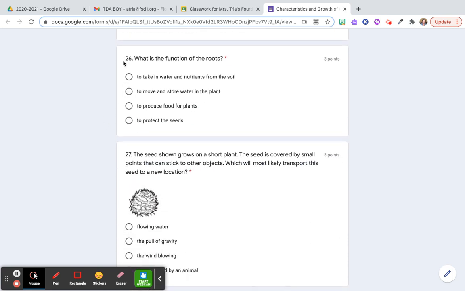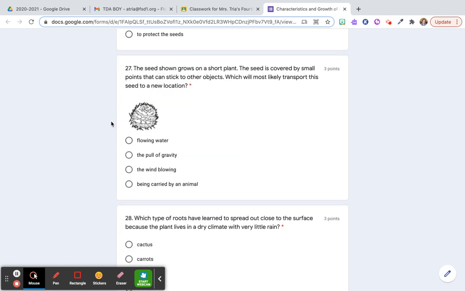Number 26. What is the function of the roots? To take in water and nutrients from the soil, to move and store water in the plant, to produce food for plants, or to protect the seeds.